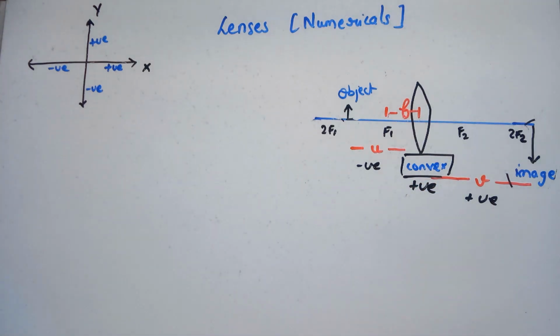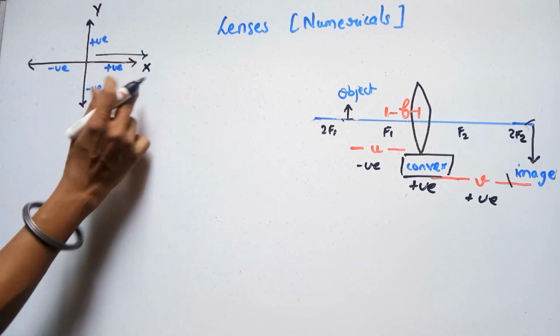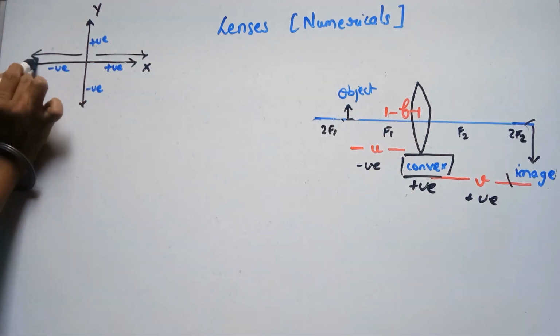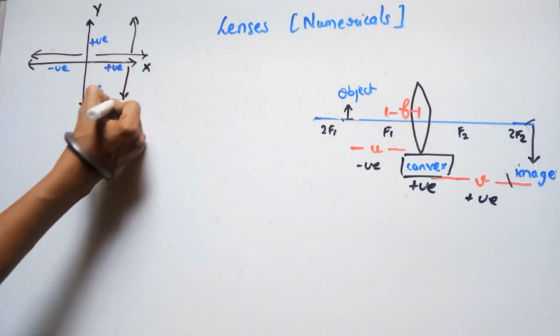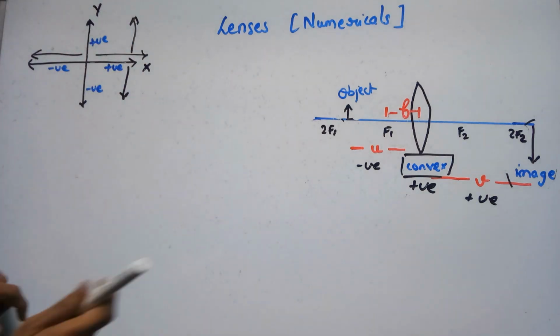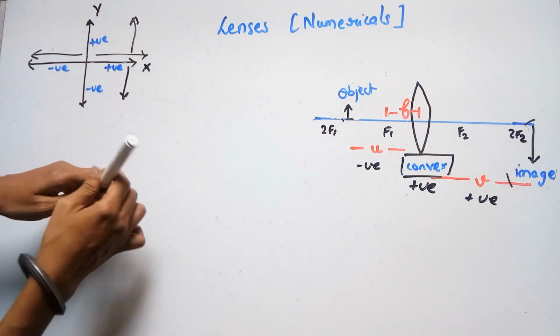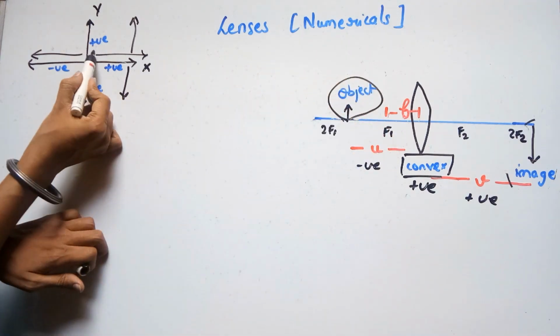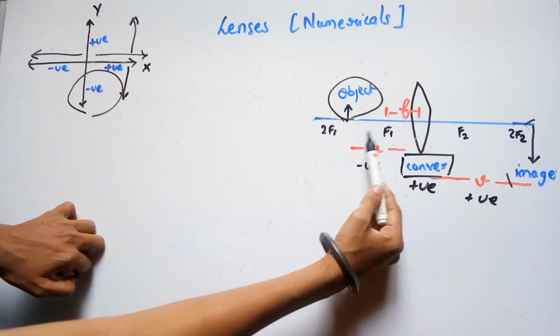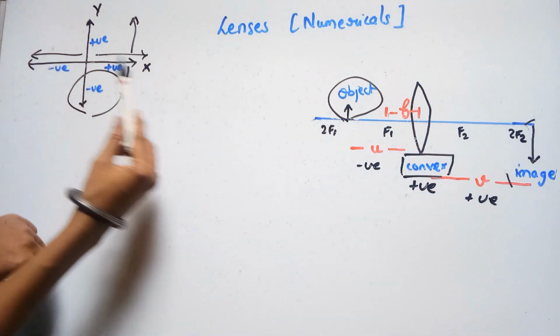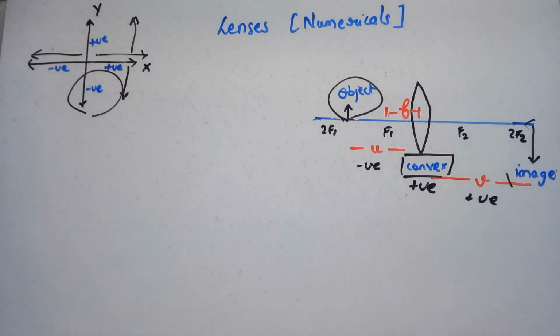Okay, it is a little bit too much for you to digest, but just understand this according to the rules of coordinate geometry. जो right hand side में हम लोग measure कर रहे हैं positive, जो left hand side में कर रहे हैं negative, जो top की तरफ measure कर रहे हैं positive, जो bottom की तरफ measure कर रहे हैं negative. So object top की तरफ है, इसकी height object height is going to be positive. इमेज की height downward है, so negative. Distance की बात करें, object distance negative, image distance positive. So you have to remember this and then we have to do the numerical.